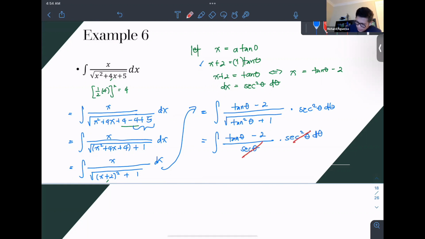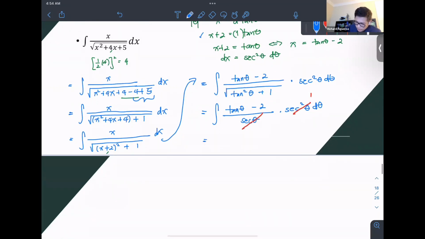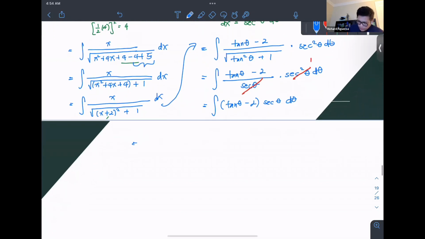So this one would cancel out, and what retains there would just be a secant theta. So when we distribute that, this is tangent theta minus 2 times secant theta d theta. So next, that would be a product, so distribute: secant theta tangent theta d theta minus 2 integral of secant theta d theta.